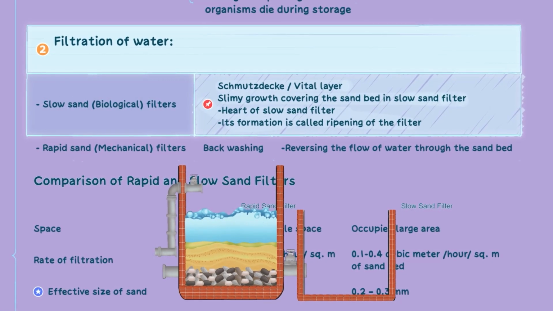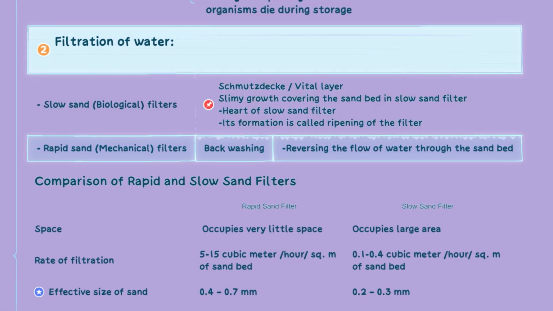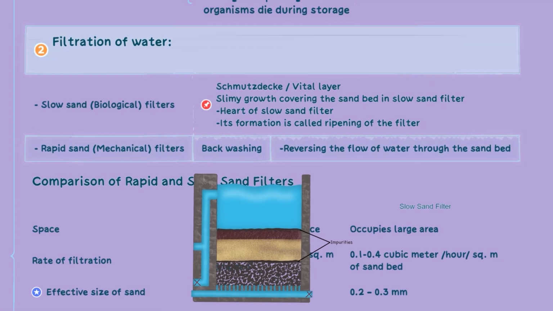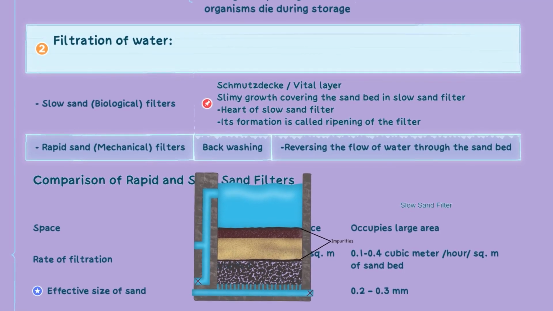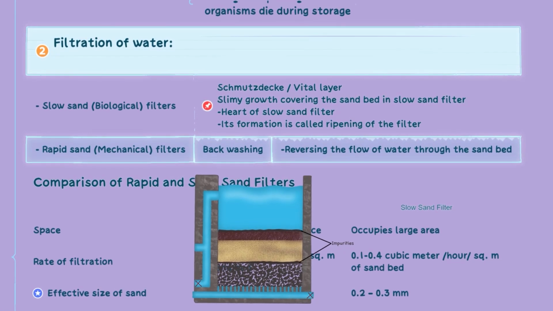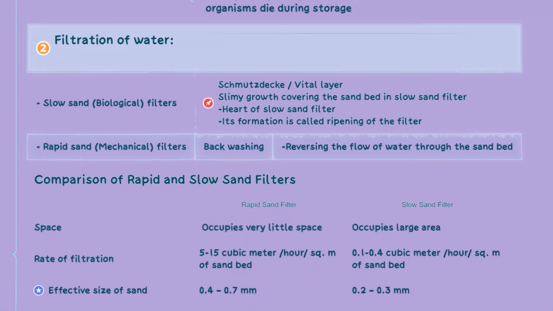The formation of the Schmutzdecker is known as ripening of the filter. Rapid sand filters operate by mechanical filtration, using a bed of sand to trap impurities. Backwashing, which involves reversing the flow of water through the sand bed, is required periodically to clean the filter.